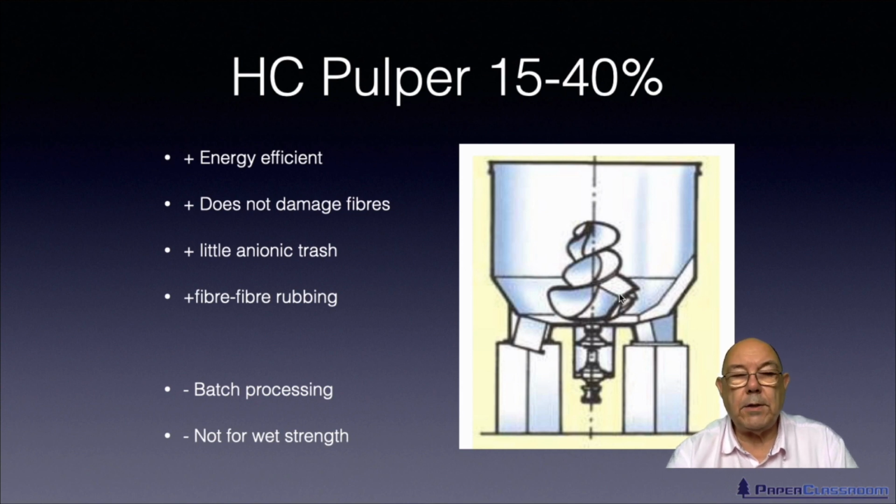And the other disadvantage is because it's so relatively gentle compared to a low consistency pulper, it's not really suitable for wet strength papers. If you put some paper in that's got a lot of wet strength, it will come out unscathed. You will not have shredded it, you will not have dispersed all the fibres, it will still be a lump of wet strength paper.